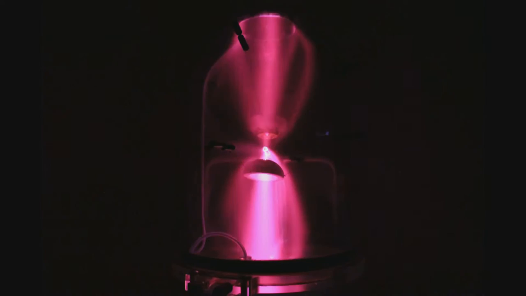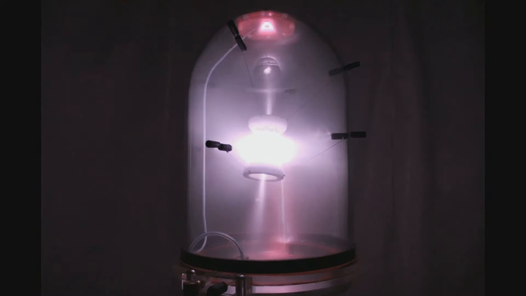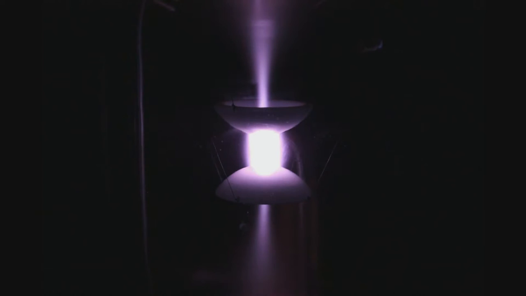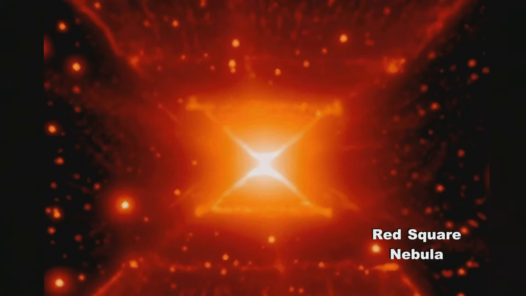A variety of bowl-shaped magnetic field emitters were utilized in these experiments in order to reveal how changing the geometry of the field emitters affects the matter around them. As you can clearly see here, a change of magnetic field emitter geometry also results in a change in the shape of the plasma formation within the vacuum chamber. By adjusting the exposure settings on the camera, an X-shaped pattern is revealed between the magnetic field emitters that is amazingly similar to the shape of the Red Square Nebula. You can even see the bowl shape of the magnetic fields in the Red Square Nebula.